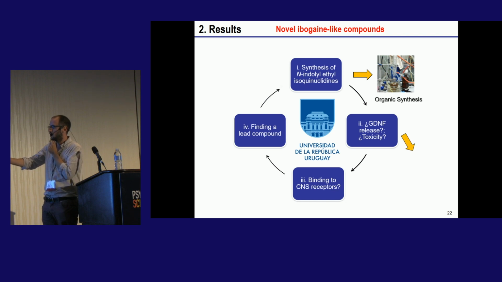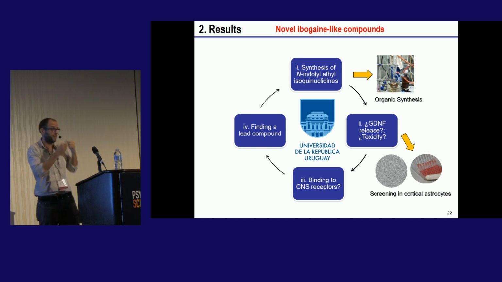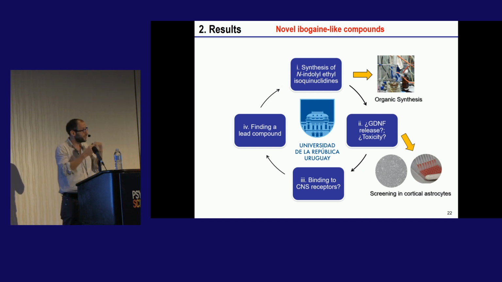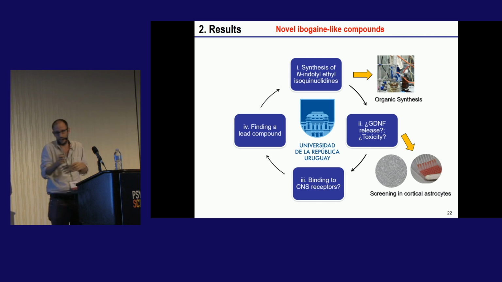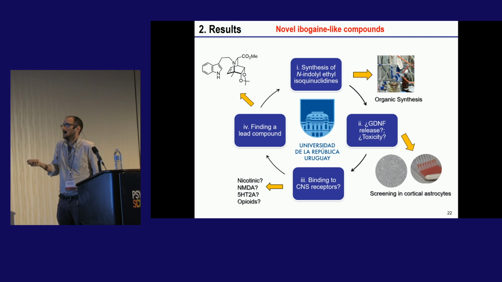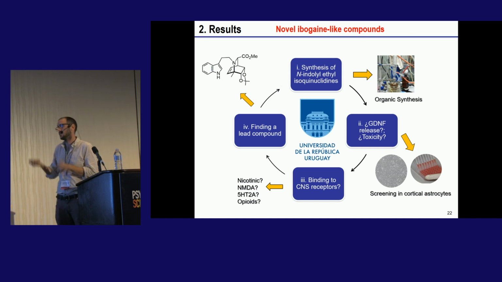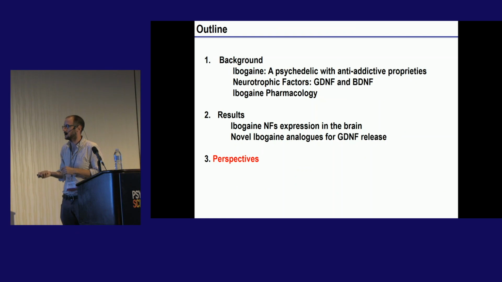The idea is that we're going to test them in cells. We're going to use astrocytes from a primary culture from a real animal to test the different compounds, to check how much GDNF each compound can release in this cell. Afterwards, we're going to try to determine which receptors in the central nervous system this molecule binds. And the idea is to find a lead compound, a compound that can have an enhanced capacity to release GDNF. And of course, make toxicity studies and everything.